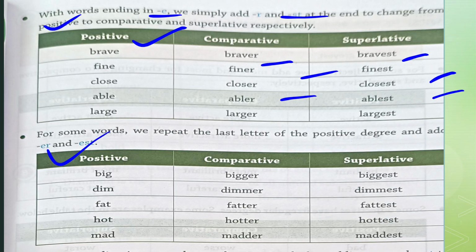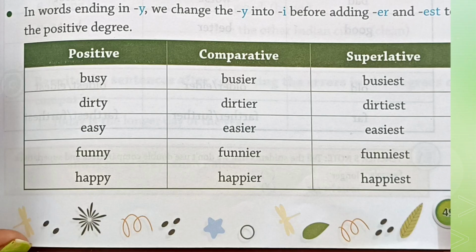Now look at this example. For some words, we repeat the last letter of the positive degree and add er and est. For example, big. So what will happen? This G will turn into a double, like big, bigger, biggest. Dim, dimmer, dimmest. Fat, fatter, fattest. Hot, hotter, hottest. Mad, madder, maddest.